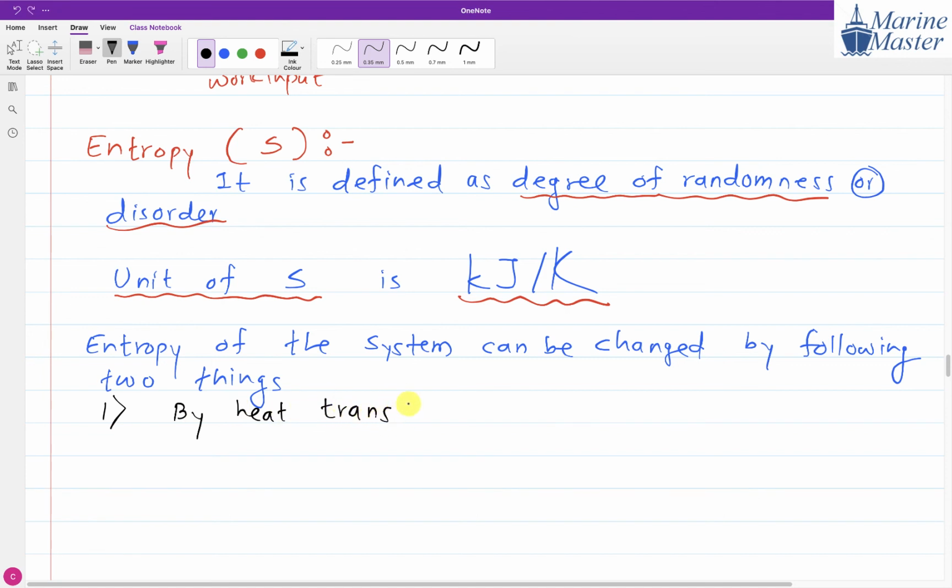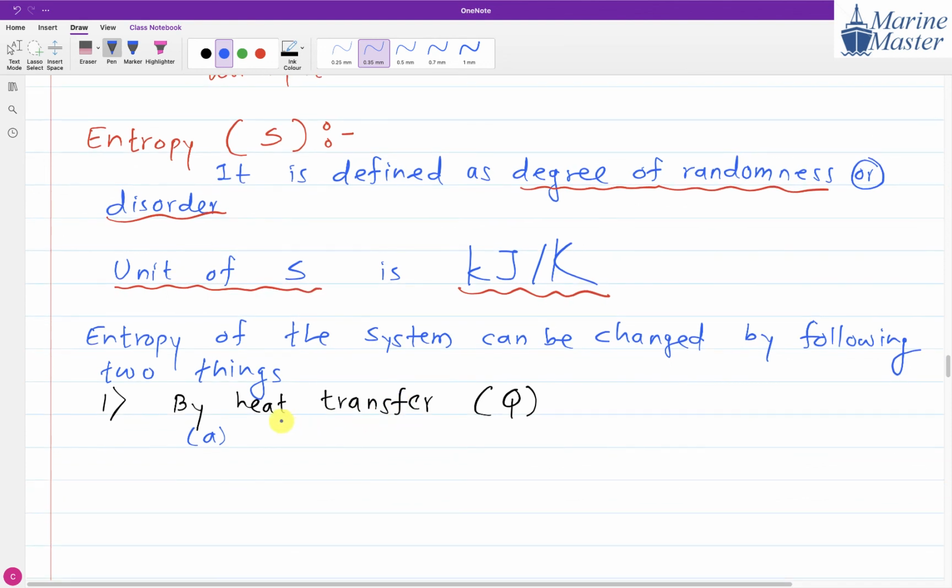In heat transfer we will have two things. One is heat addition, and another is heat rejection. So by heat transfer means by Q. Entropy of the system is changed by two things. One is heat transfer, and we will say another thing also. In heat transfer we have two things, maybe heat addition or heat rejection.